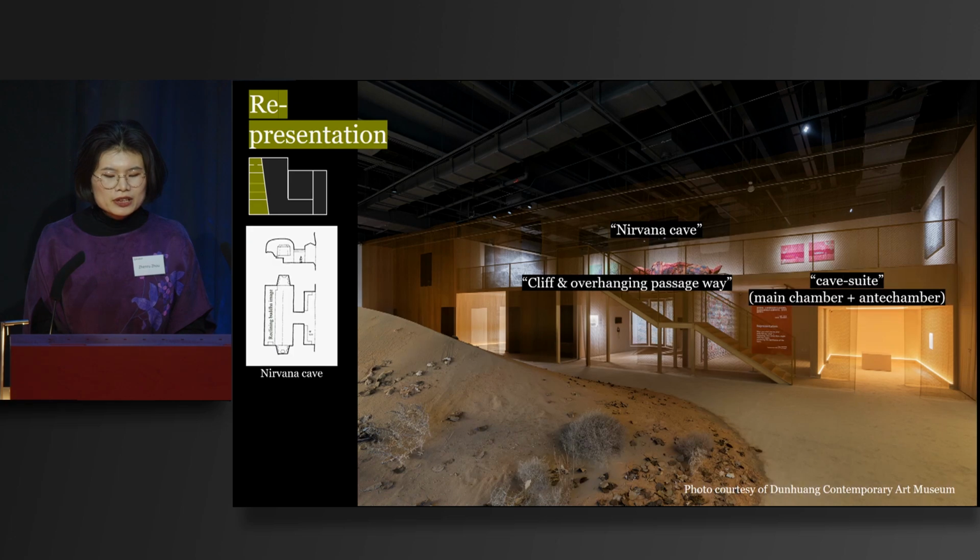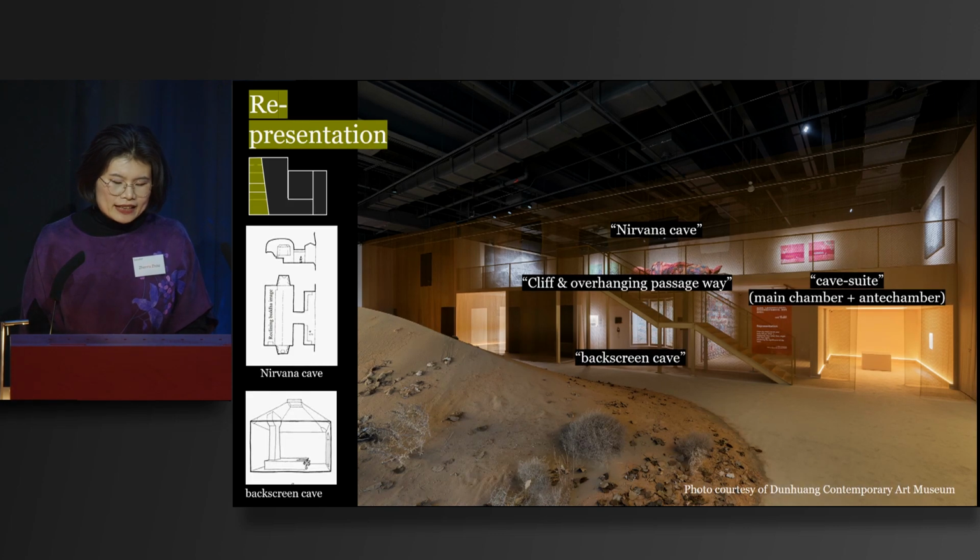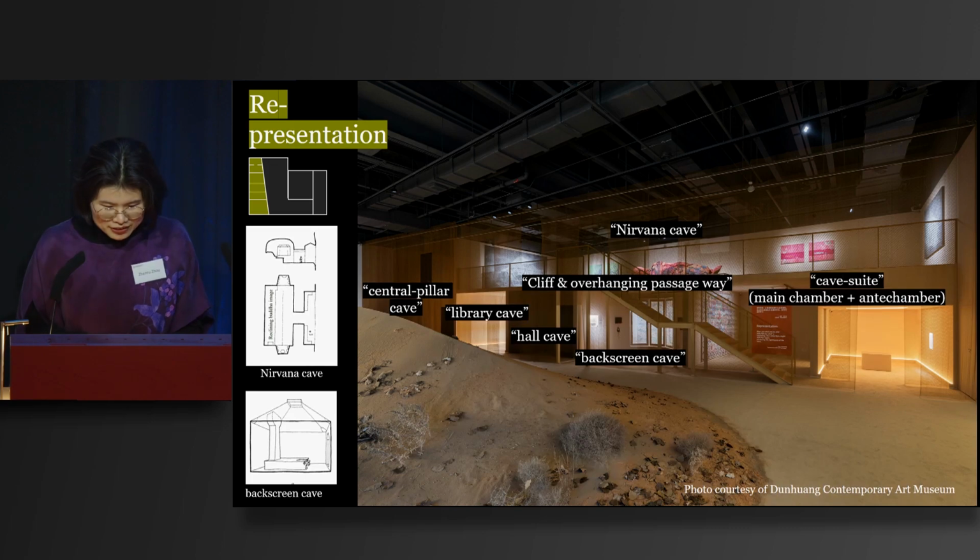In the lower level, we have 5 different individual spaces that represent various types. For instance, the first one, the cave suite, will represent an antechamber through which one then enters the main chamber. And then the back screen cave, in which the back screen is composed of 3 large paintings suspended in the air, and then spaces like the hall cave, the library cave filled with manuscripts, and then the central pillar cave showing the installation of the cosmic models by Xie Xiaoze.